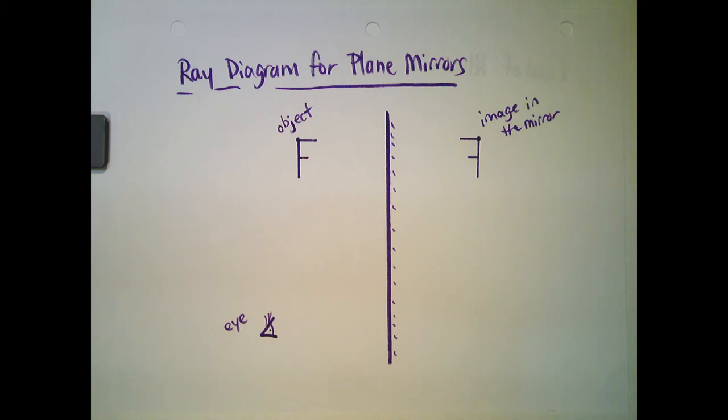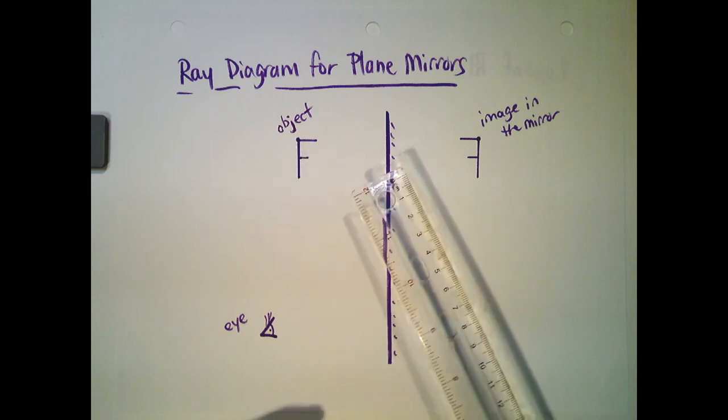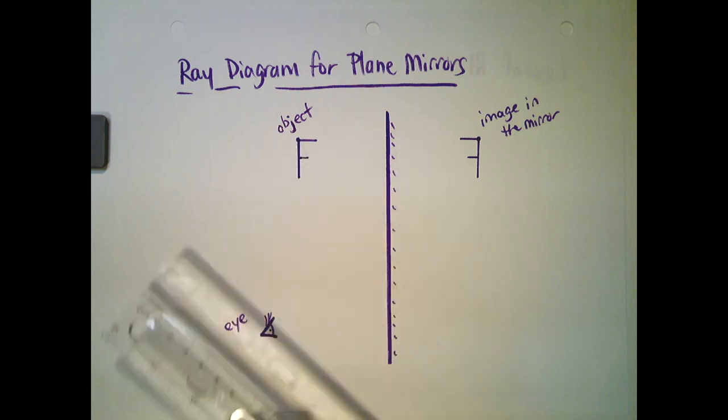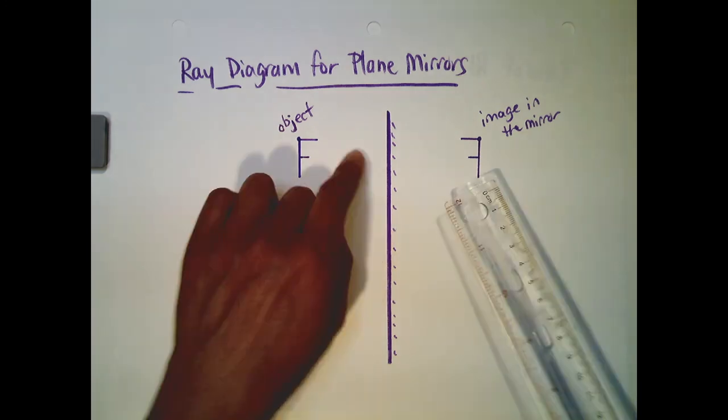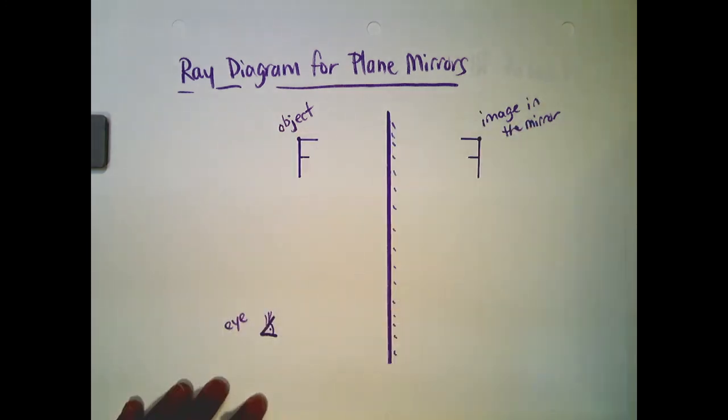Let's draw the incoming ray, or the incident ray. Keep in mind when you do that, it's going from here to here, but this is kind of tough because you don't know where it bounces off the mirror. So let's actually work backwards.